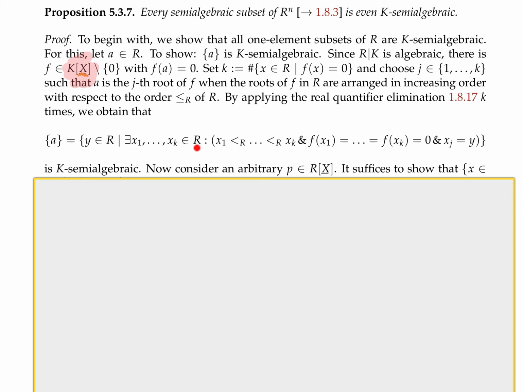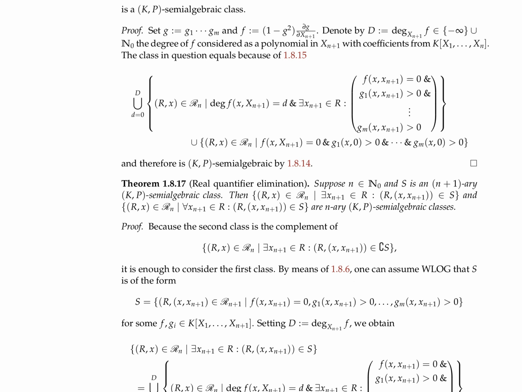So quantifiers are ranging over the real closed field. These are polynomial inequalities, right? So x1 less than or equal x2 is a polynomial inequality, and so on and so on. So I'm here actually applying the real quantifier elimination 1/817 in the setting where we had an ordered field k. So that's actually real quantifier elimination even for classes.